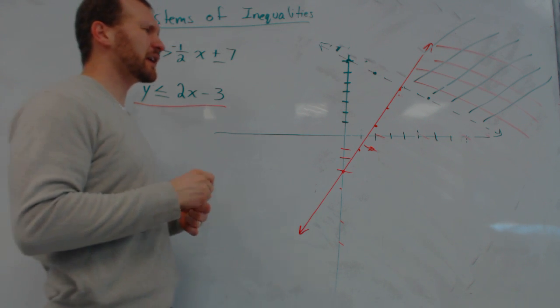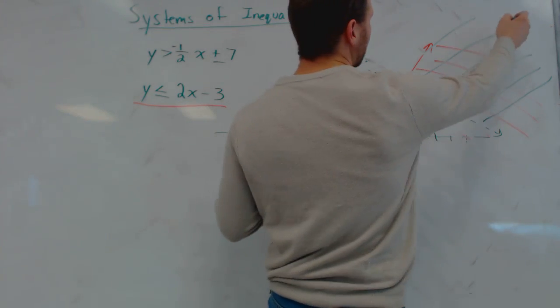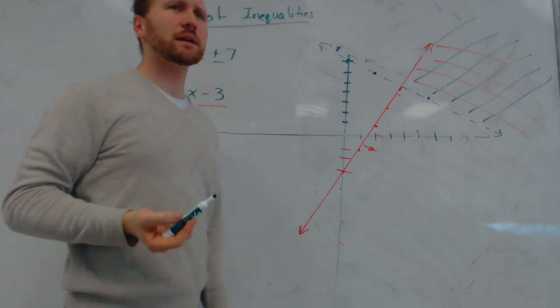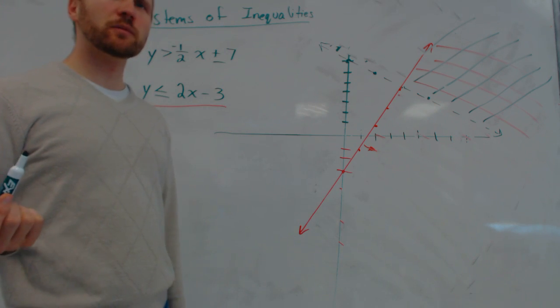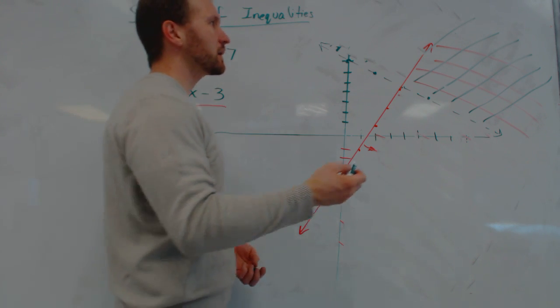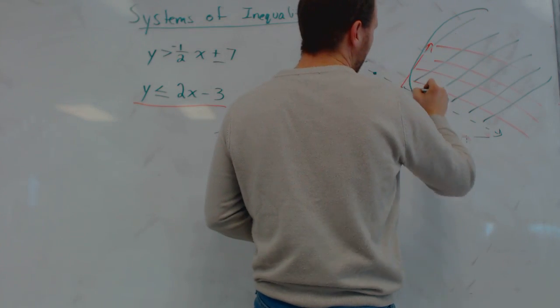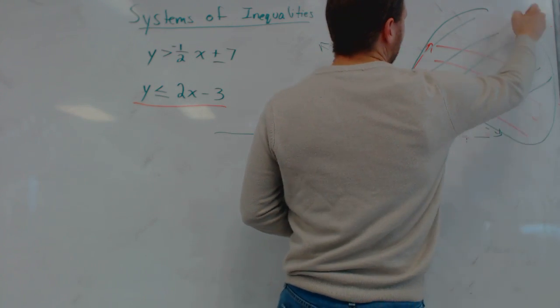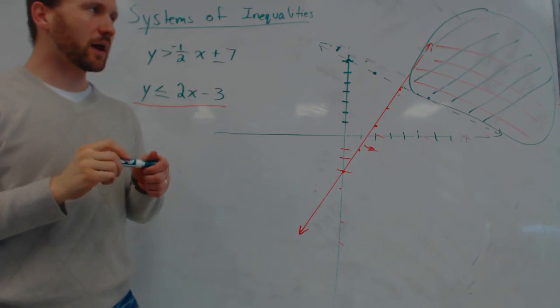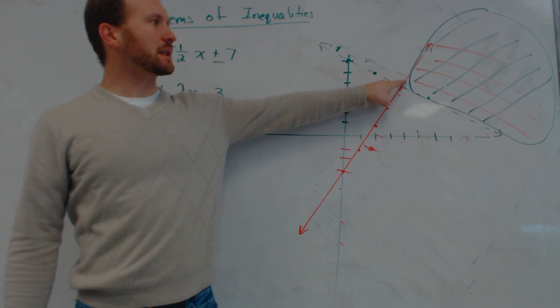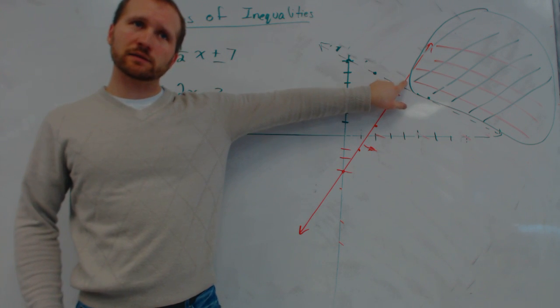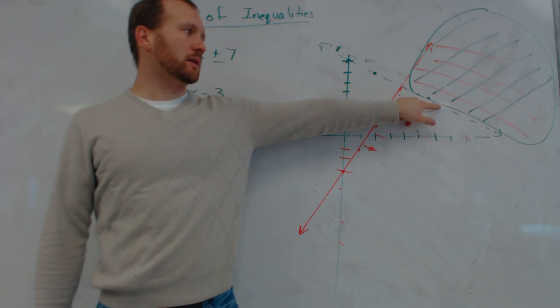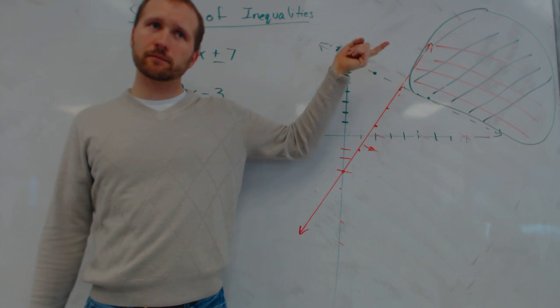Now a lot of times what I might ask you to do is circle the region of overlap, which technically is impossible because it goes on forever. But we can circle the part of it that's on our graph, which is like this. The interesting thing about this problem is this line would be included in our answer, but this line wouldn't, because this one's dashed and this one's solid.